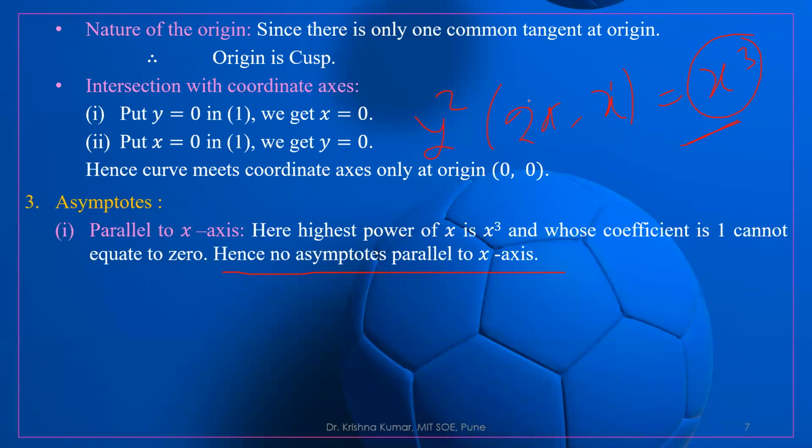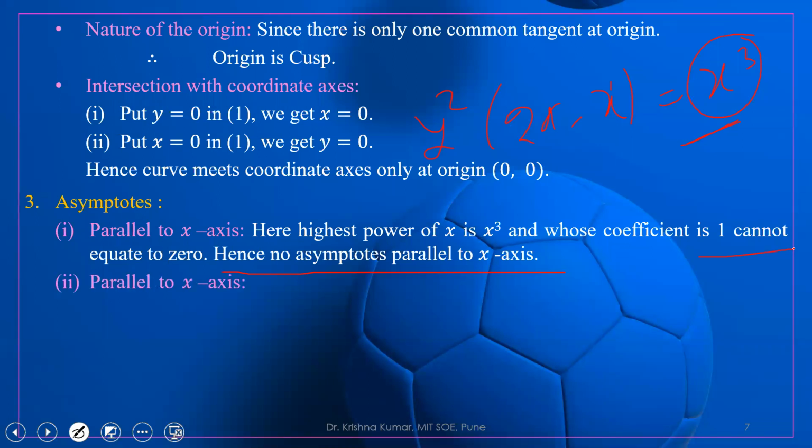Is it okay? So what is the highest power of x? It is x cube. So the coefficient of x cube is 1. So 1 cannot be equal to 0. So hence there are no asymptotes parallel to the x-axis.